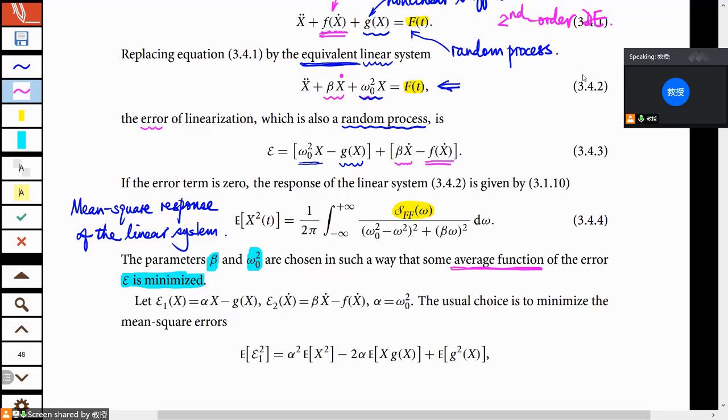Okay, so for simplicity, replace omega 0 squared by alpha. Alpha is omega 0 squared. So first we call this epsilon 1 and call this epsilon 2. So epsilon 1 is the error in the stiffness, and epsilon 2 is the error in the damping.